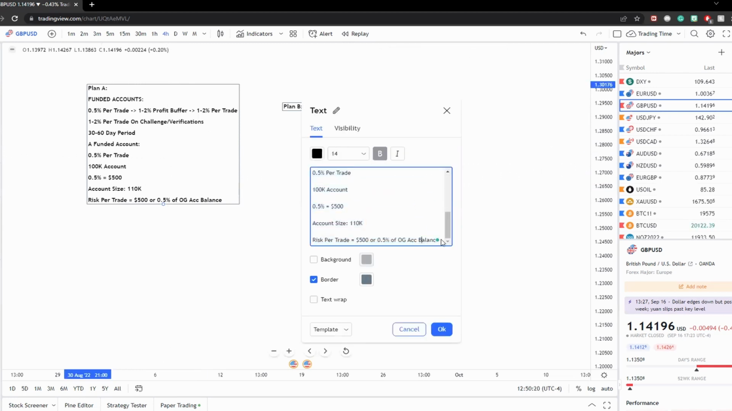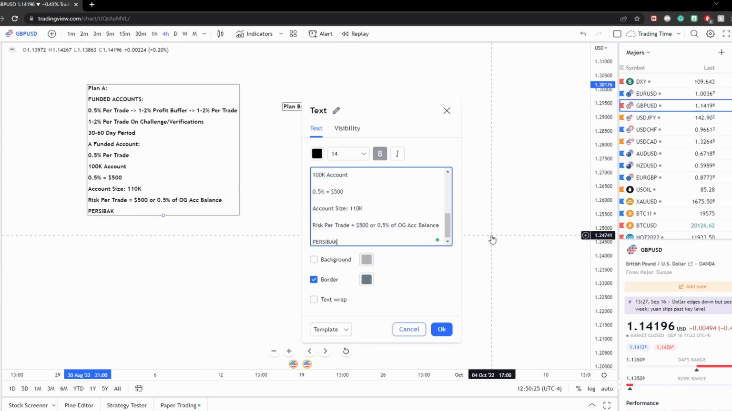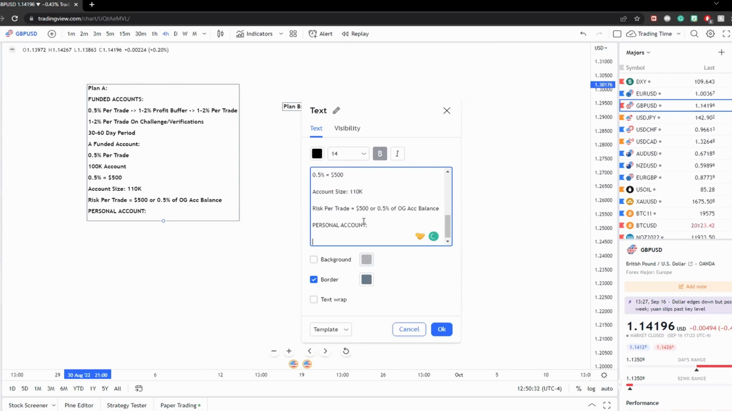A personal account is different. So here is personal account. For a personal account, I personally would say 2 to 3% per trade, just because you have access to your entire account. You're not really limited by the risk parameters. So on a personal account, you do 2 to 3% per trade.